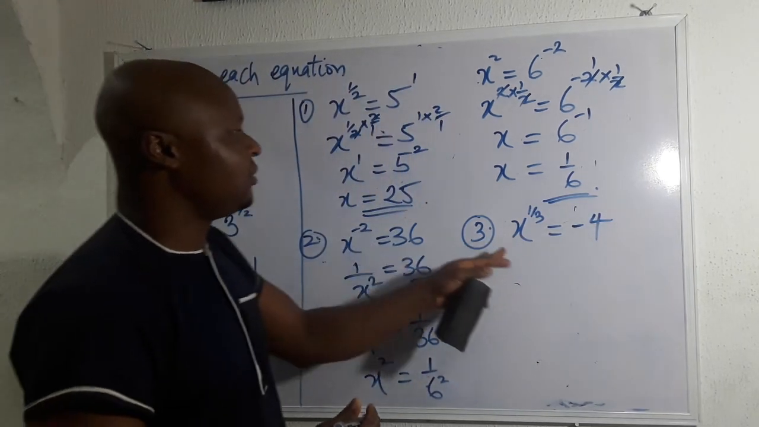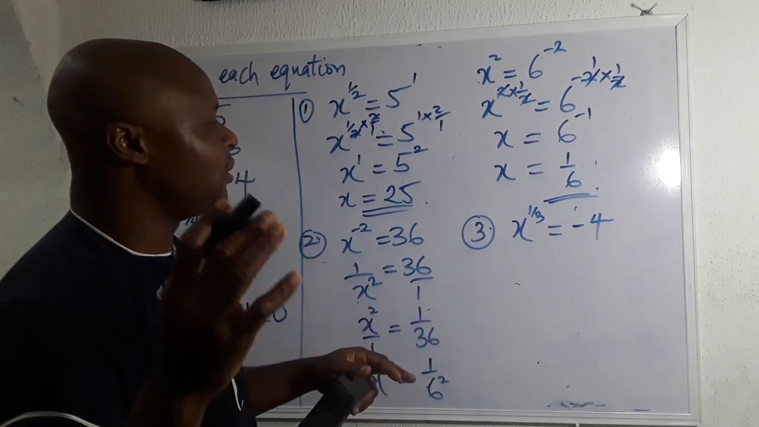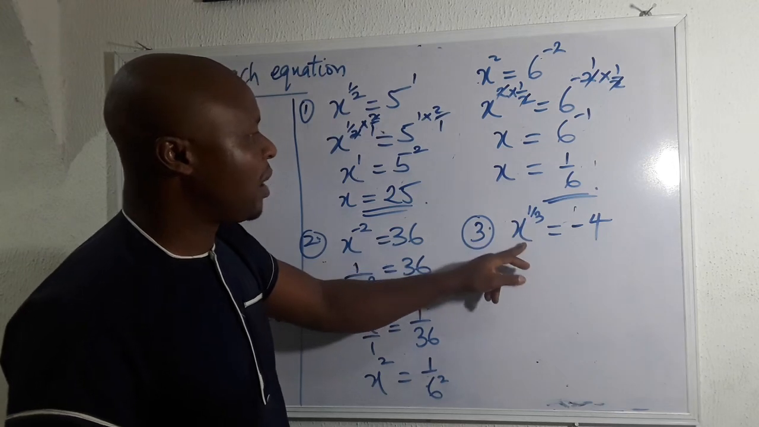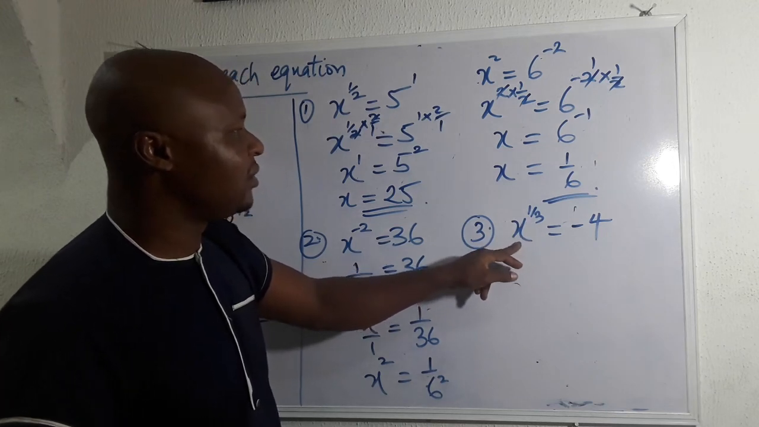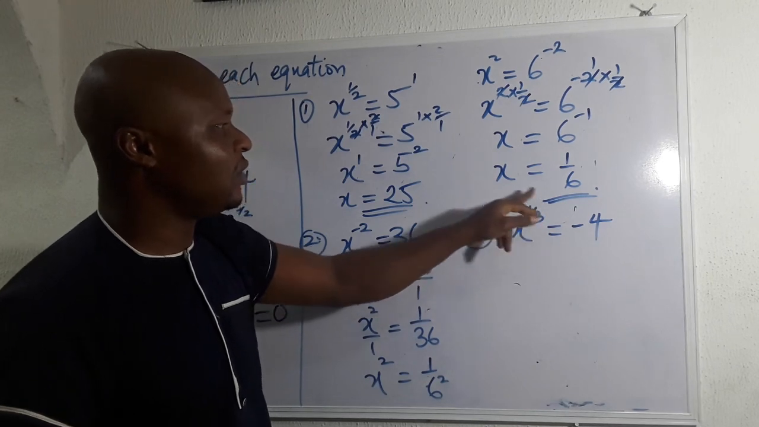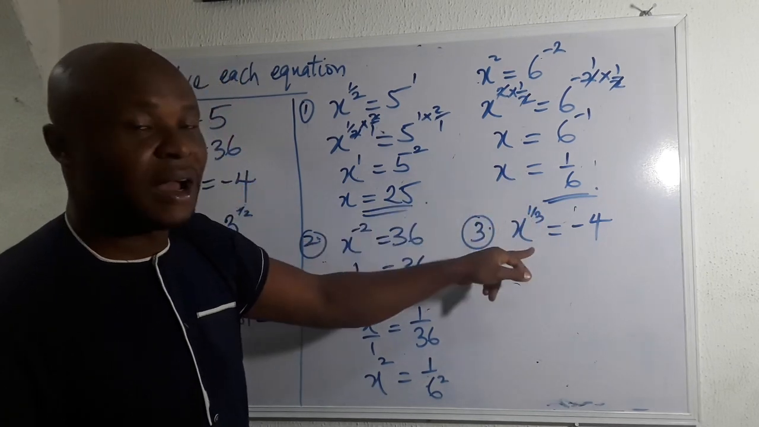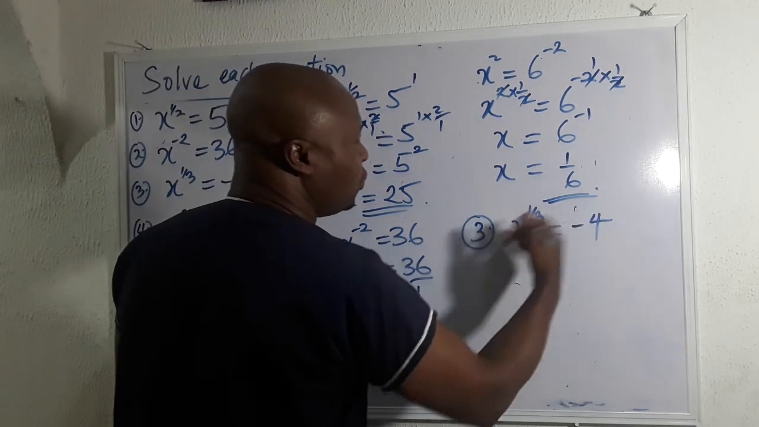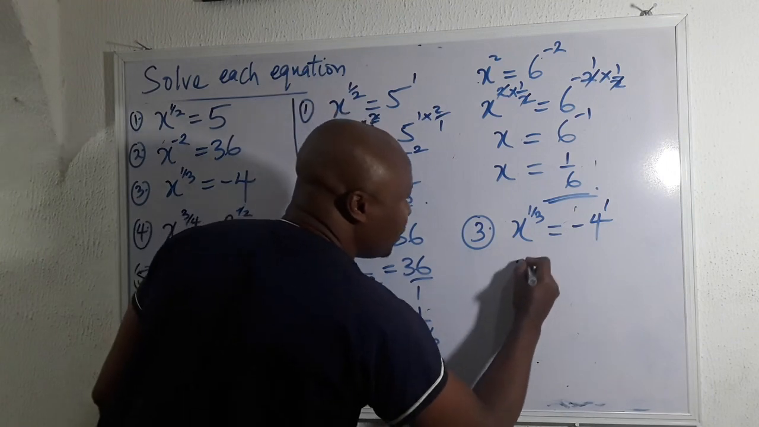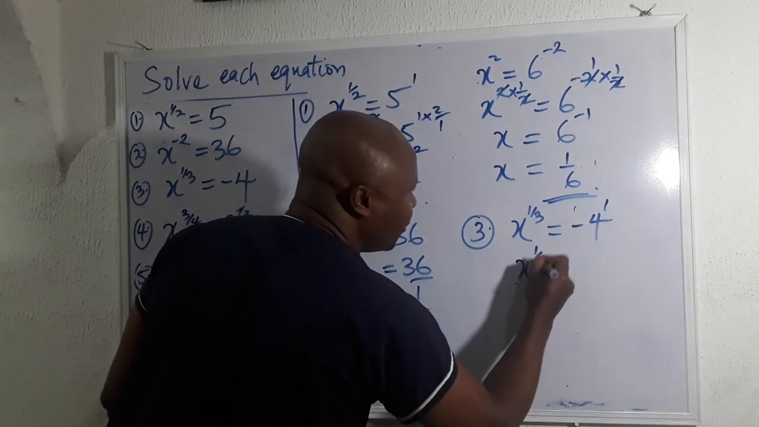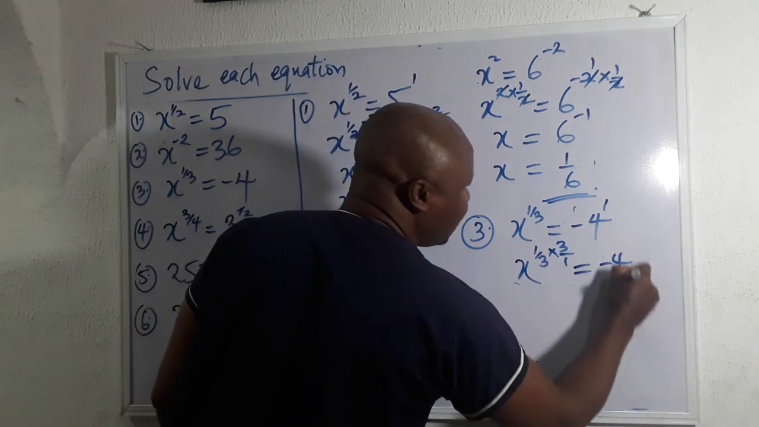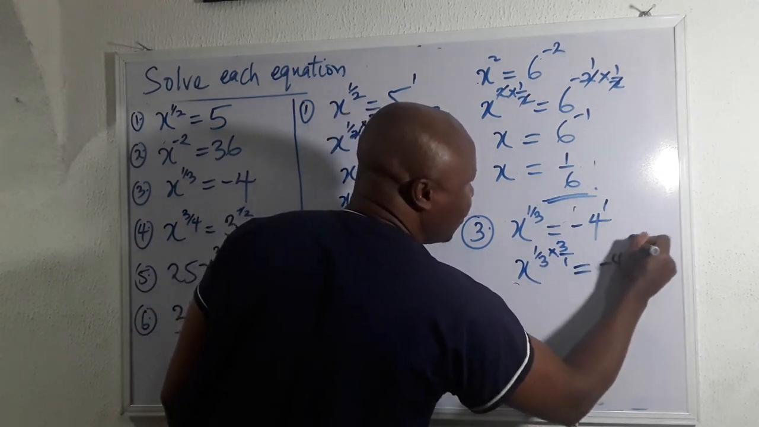Now in solving this, very straightforward, we are going to look for the number we are going to multiply the power of the variable we are interested in, which is x, by so that it becomes 1. So what we are going to use to multiply 1 over 3 to get 1 will be 3 over 1. So you do that for both sides, raising minus 4 to the power 3 over 1. So this is x raised to power 1 over 3 times 3 over 1 is equal to minus 4 raised to power 3 over 1.